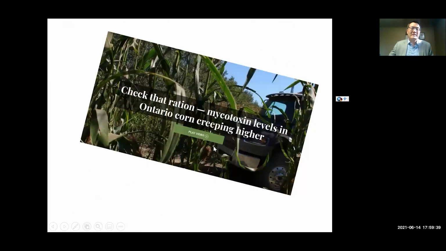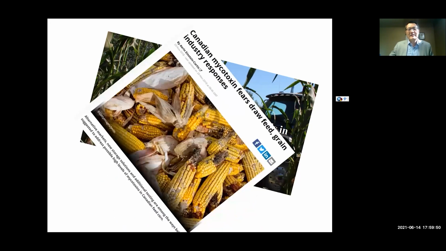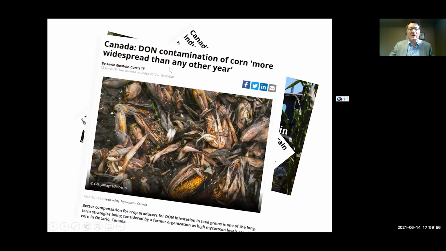So these are several news items about mycotoxin contamination in Canada. As you can see here, the mycotoxin level in Ontario corn is creeping higher, and the Canadian mycotoxin fears for the feed grain industry response, and the DON contamination of corn is more widespread than any other year. This is 2 years ago.